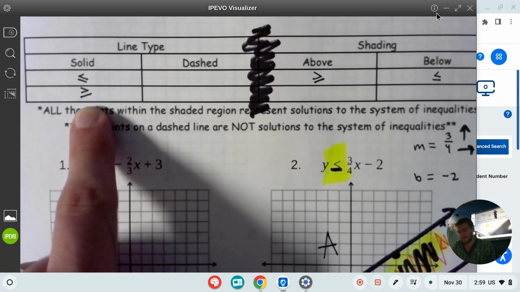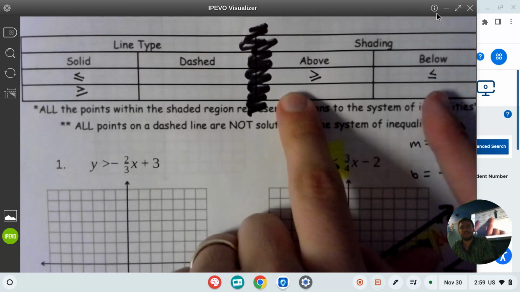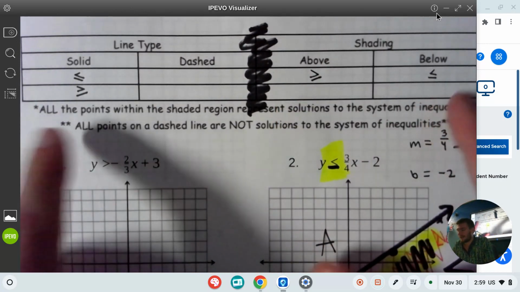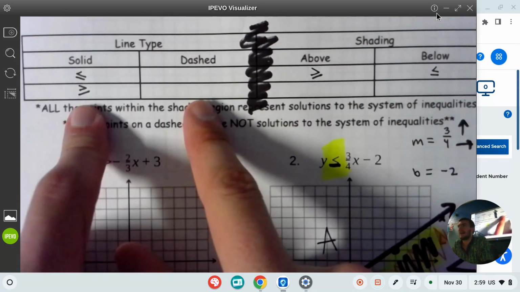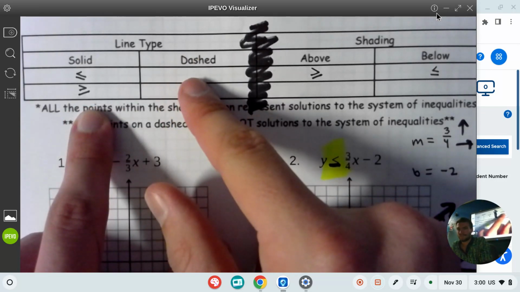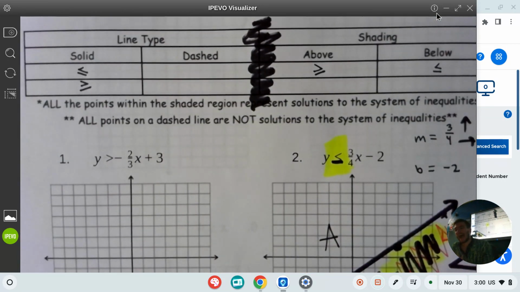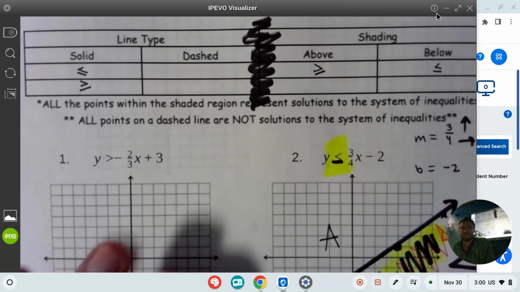All right? Now stay with me. This is almost the very last thing that we're supposed to learn today. There's 2 types of shading, above and below. There's 2 types of line, a solid line and a dashed line. Has anybody ever heard of a dashed line? No. Okay. So, a dashed line is sometimes called a dotted line. You might have heard to sign on the dotted line or to cut on the dotted line. Dashed line, pretty much the same thing as a dotted line.